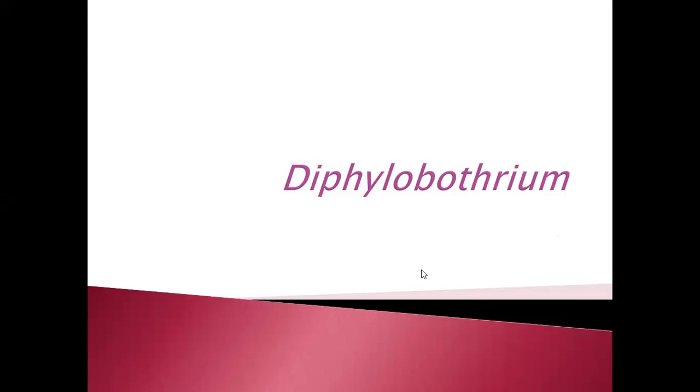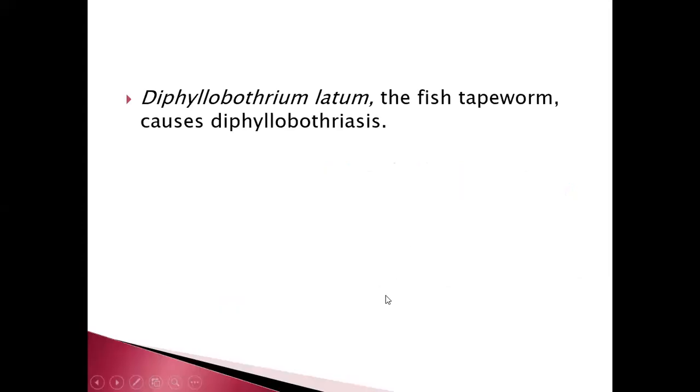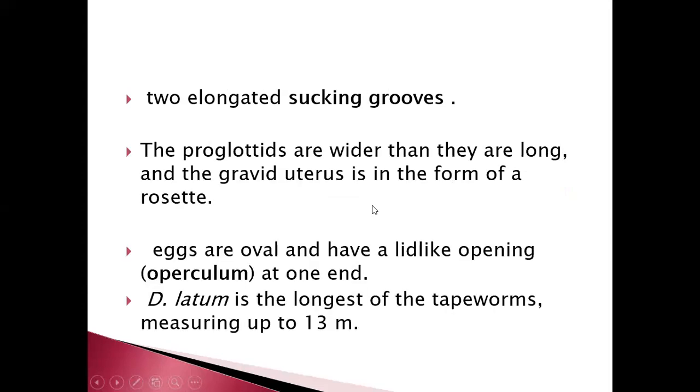The next one is Cephalobothrium latum. Cephalobothrium latum is the fish tapeworm and it causes cephalobothriosis. It has two elongated sucking grooves. The previous ones had four, this one has two. The proglottids are wider than they are long, and the gravid uterus is in the form of a rosette.